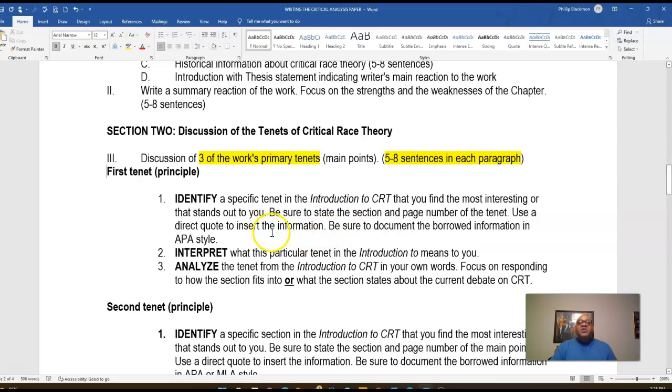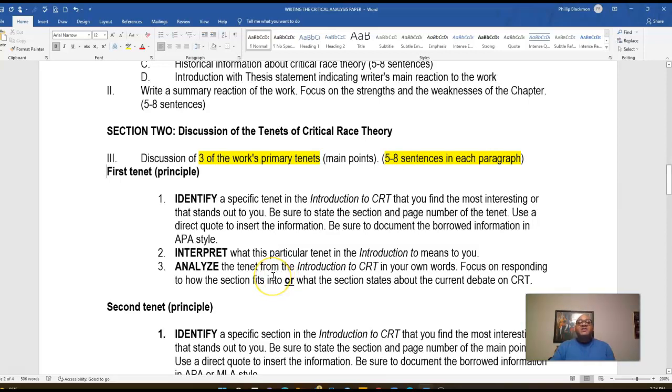You're going to use a direct quote from the information. Make sure you discuss and analyze that information. You're also going to interpret in the same paragraph. Interpret what this particular tenet in the introduction means to you. You're going to also analyze. Remember, when you analyze, you're going to focus on what this tenet or how this tenet fits into today's discussion of CRT. Okay, when you interpret, you're going to interpret what it means to you.